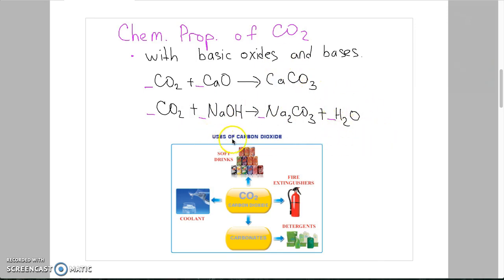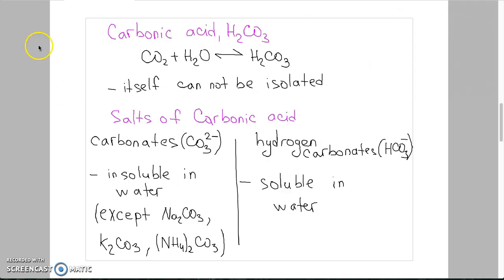Also we need to talk about uses of carbon dioxide. Carbon dioxide is used to produce soft drinks, to make fire extinguishers, to make carbonates, etc. Also, one of the main compounds of carbon is carbonic acid.